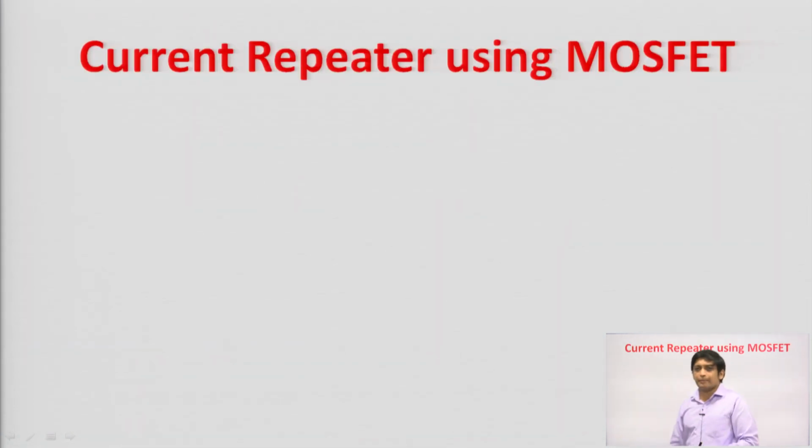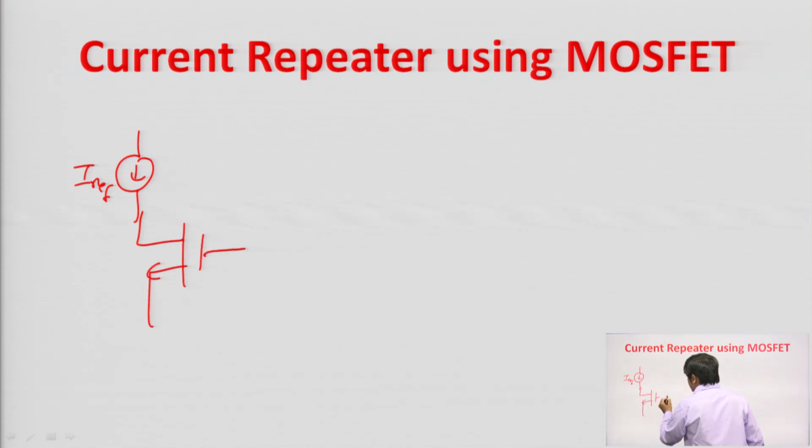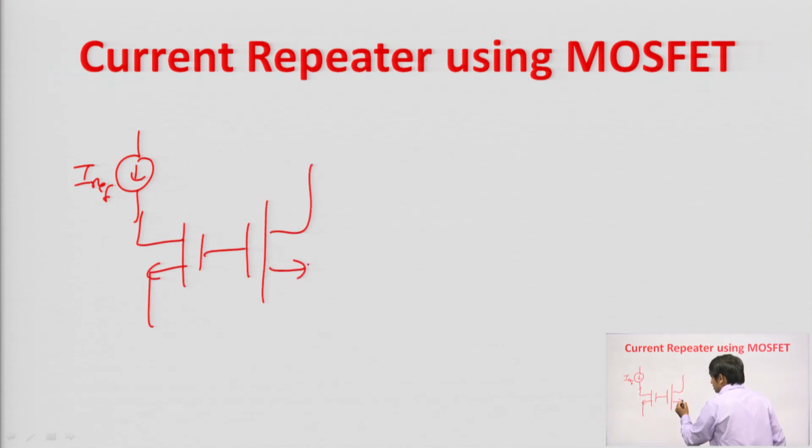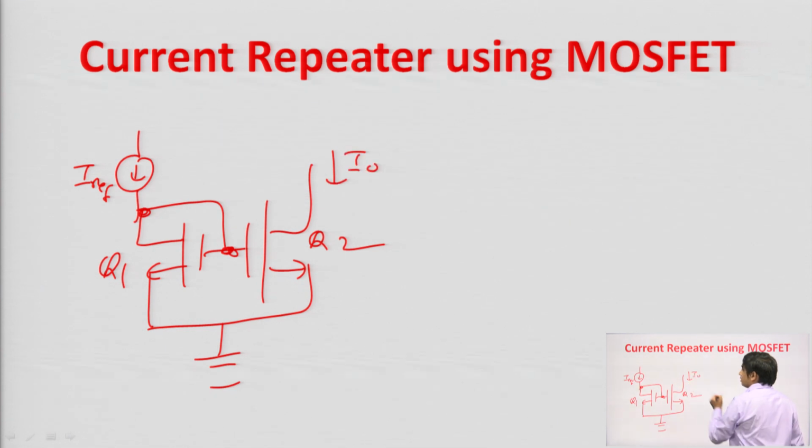Next one is the current repeater using MOSFET. I have already discussed the current repeater using BJT. Similarly, we can design the circuit for a current repeater using MOSFET. This is your input current I reference, and here two MOSFETs are connected. The gate and source of these Q1 and Q2 transistors are at the same potential, and Q1 is diode connected. This is your output current I naught.